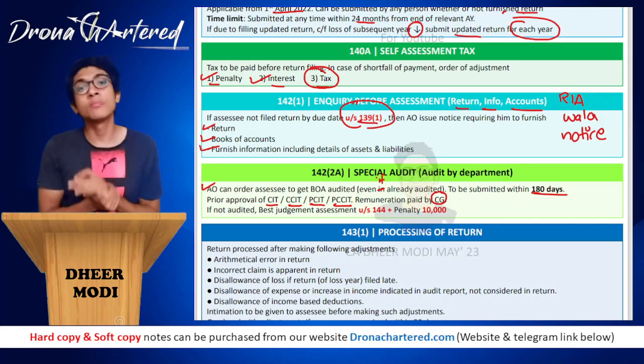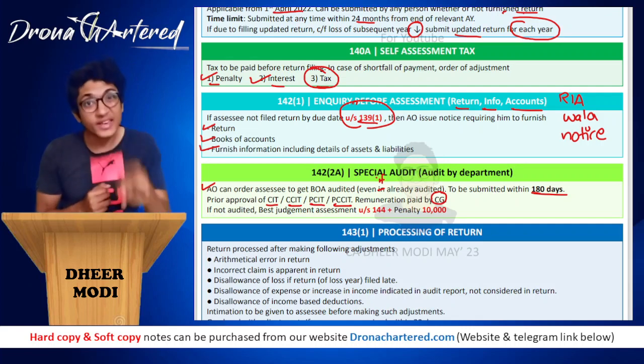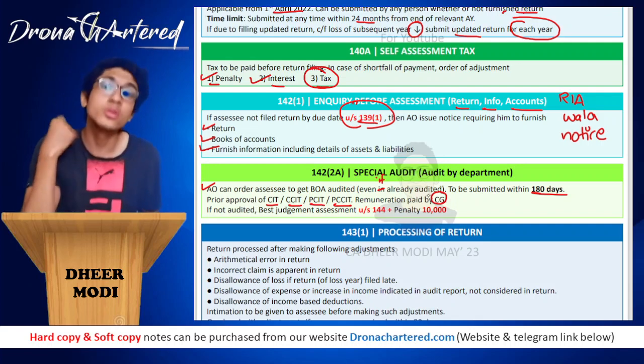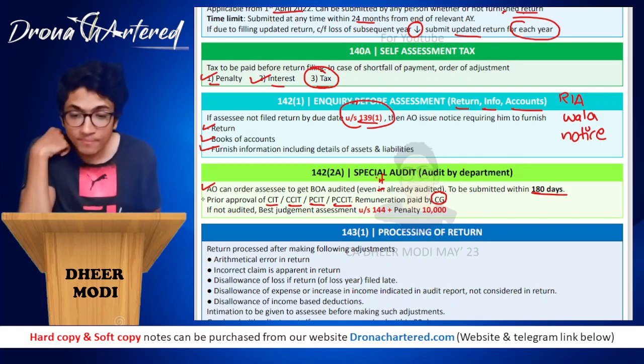I've already gotten my books of accounts audited. You are asking me to audit my books of accounts again. I'm not going to pay this. You want my books of accounts to be audited again, so you will be the person who is paying remuneration. Therefore, remuneration to the auditor will be paid by your central government.